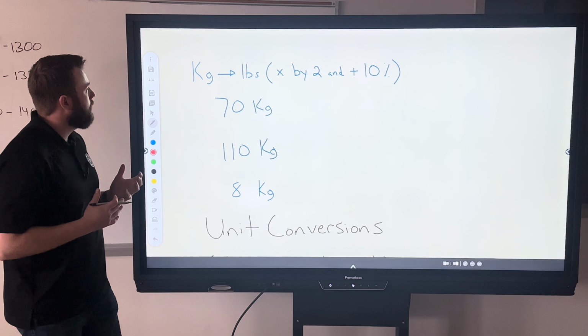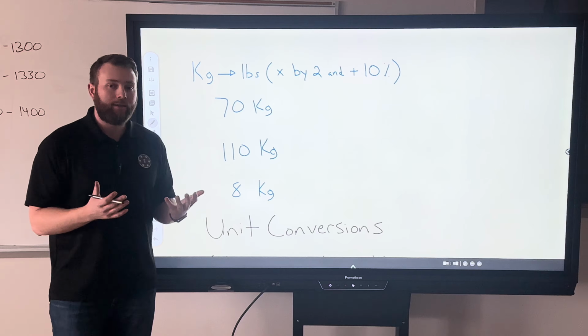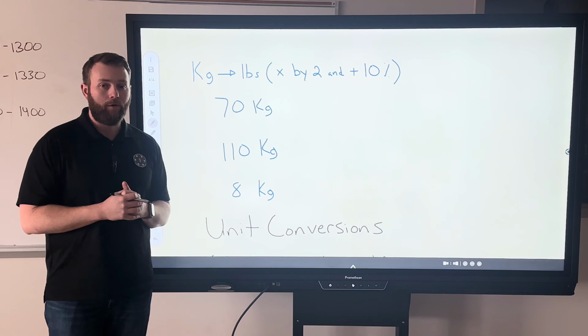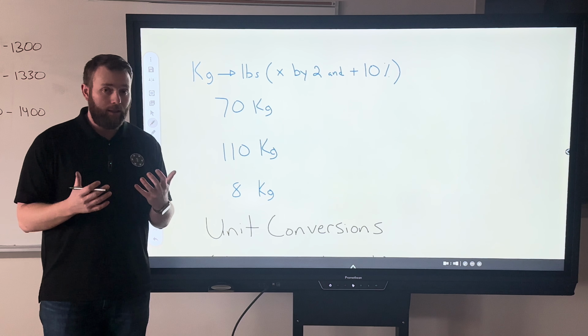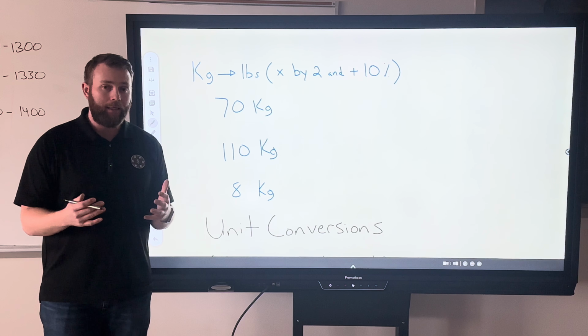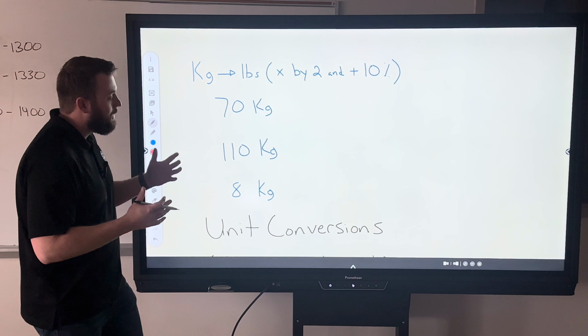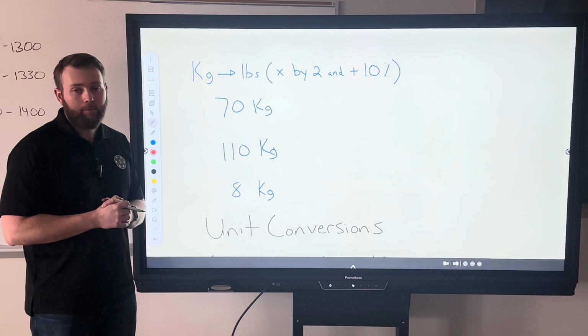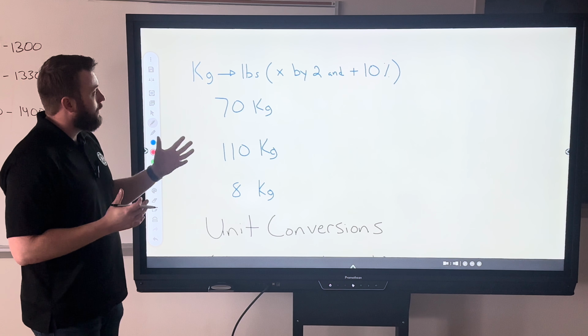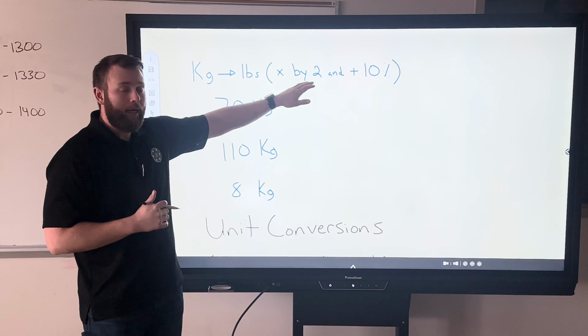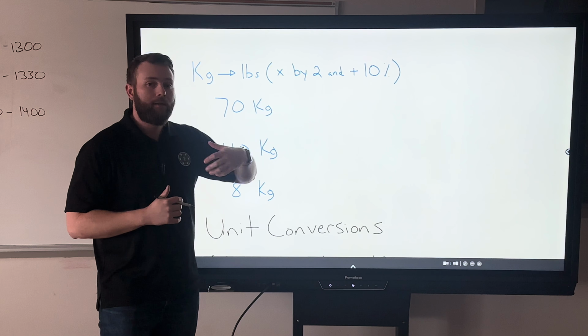Say we needed to go from kilograms to pounds. Now, this one's not as common because most, if not all, of our medications that are weight-based go off the patient's weight in kilograms because we use the metric system in medicine. But there may be times where you need to know how much the patient weighs in pounds from kilograms. The way to do that, or the shortcut to do that, is to multiply by 2 and then add 10%.